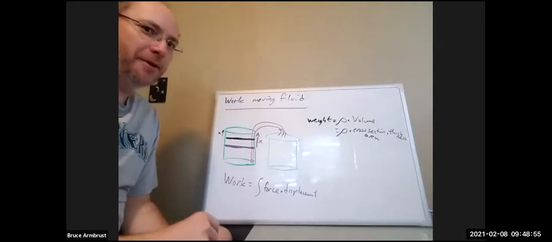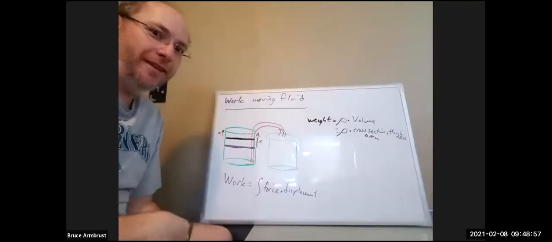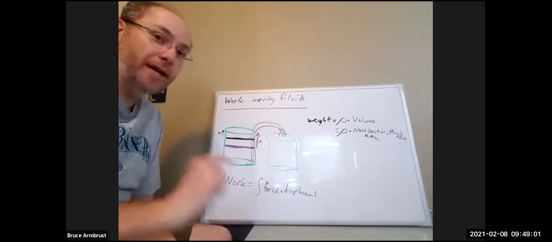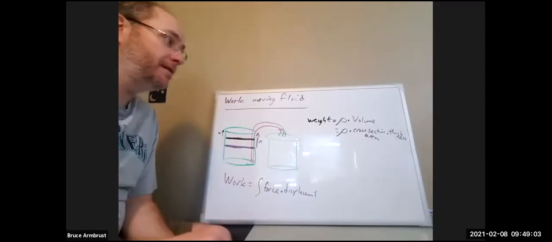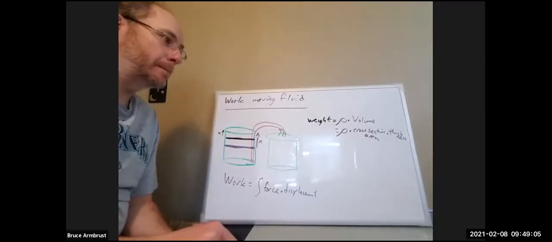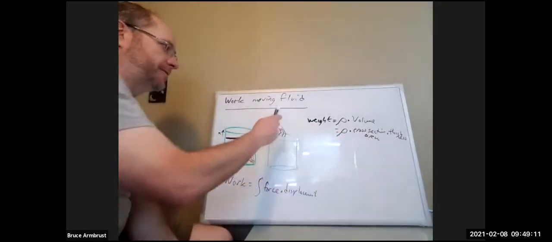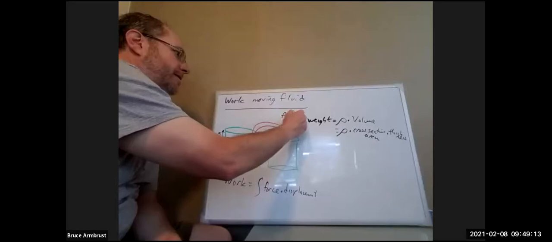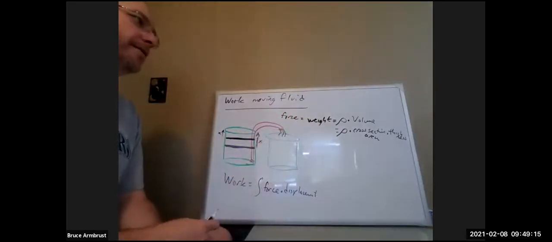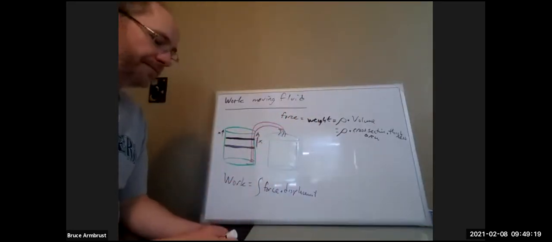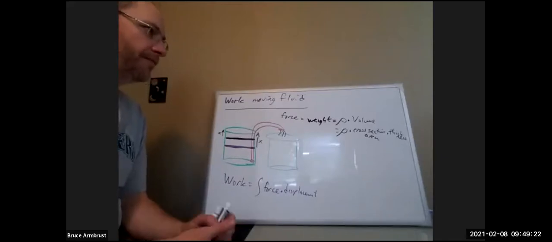If that sounds familiar, it totally should, because remember, that's how we did volume by slices: cross-sectional area times thickness. So that's what's going to go in for our force. It's going to be that weight, which is our density times the cross-sectional area times our thickness. All right, well, think about putting all that in.